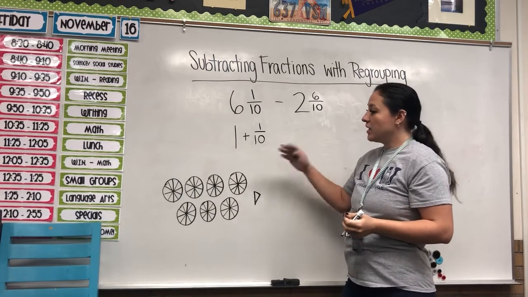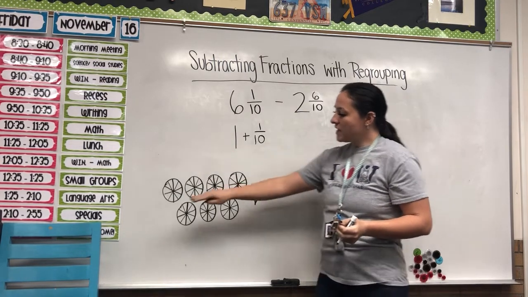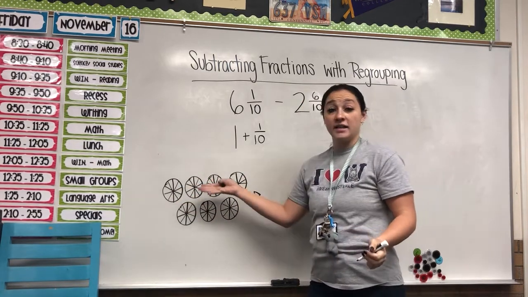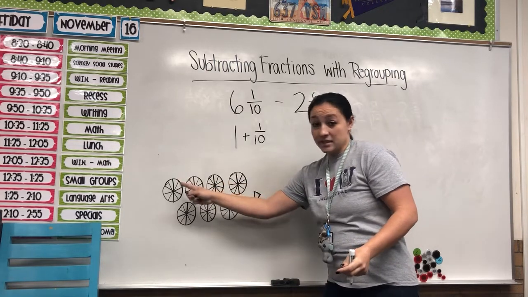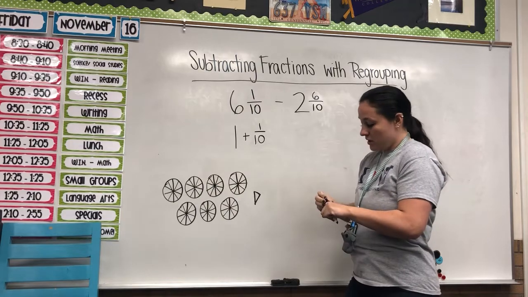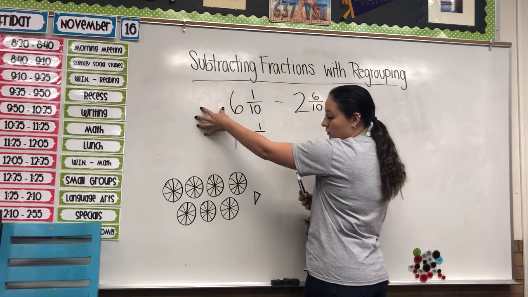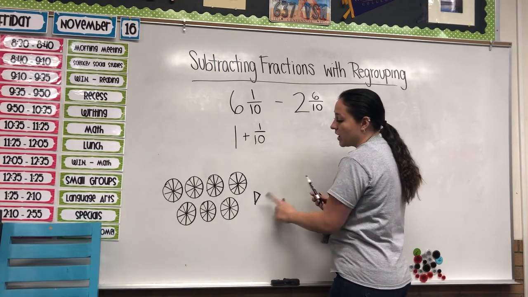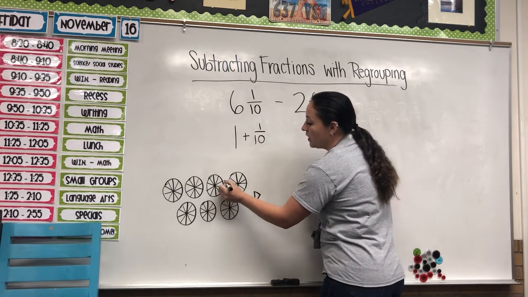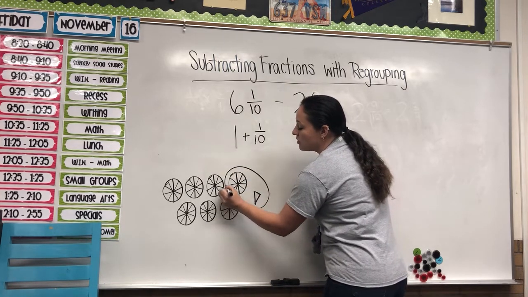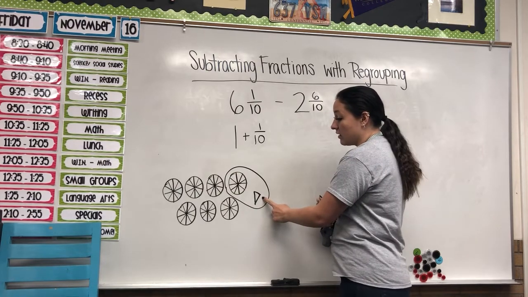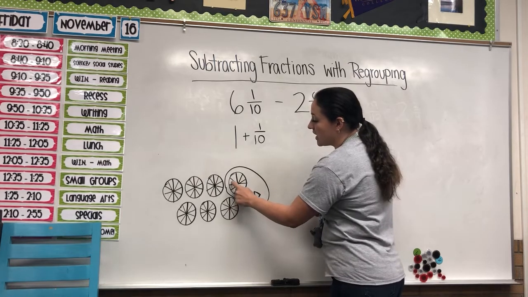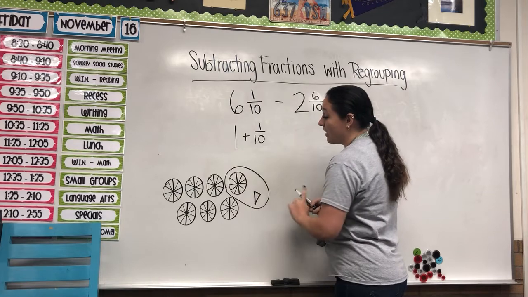How I explain it to the students is, let's pretend we have 7 pies or pizzas, and they're all cut into tenth pieces. So there's 10 pieces here, 10 pieces here, and so on. Right now this is a picture of what we started with up here: 7 whole pizzas and 1/10 left over. What I'm going to do is take one of these pizzas and add it to this 1/10 here. Now I'm going to count how many tenths I have total.